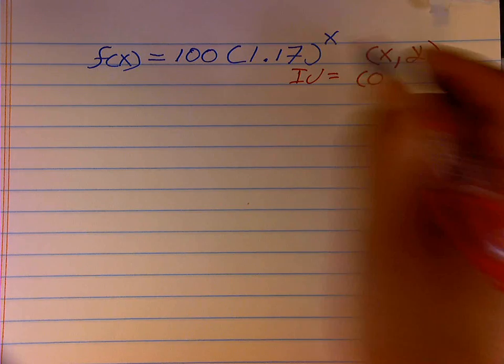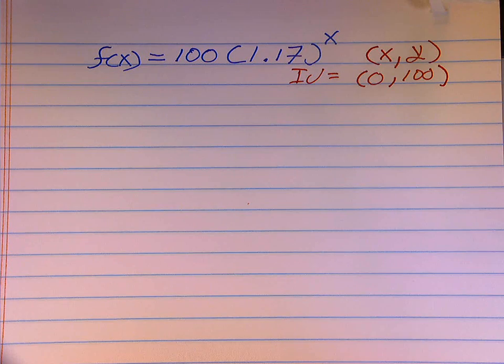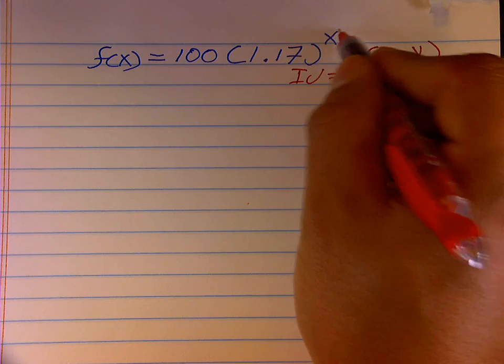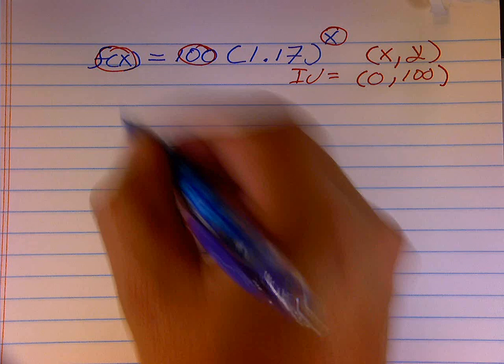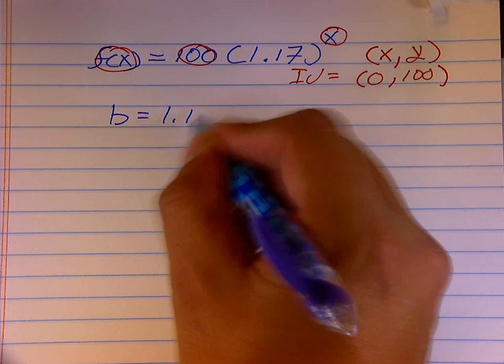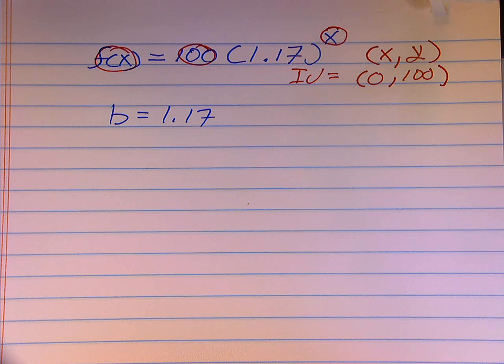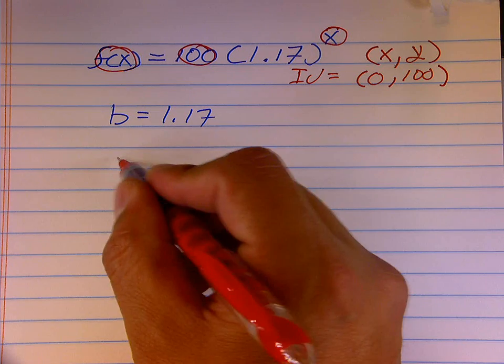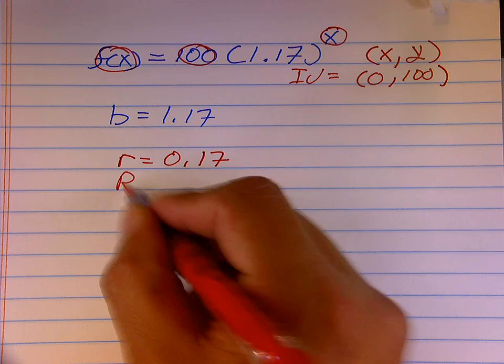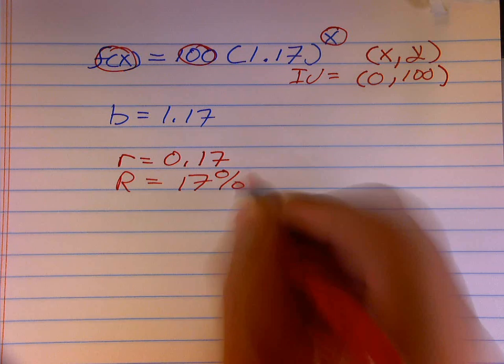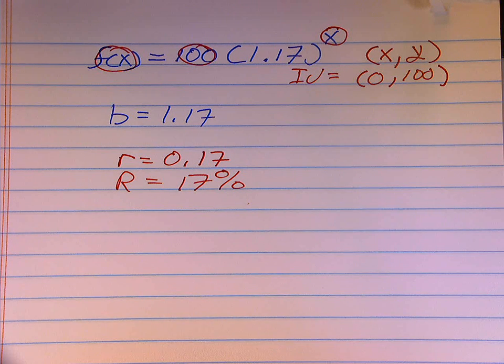Plug in 0, anything raised to the 0 is 1. The fourth number is called our factor. So I've got 4 components: input, output, initial value, my factor is 1.17. This is a growth function because my factor is bigger than 1. How much bigger is my factor than 1? Either 0.17 bigger than 1, or it is 17% bigger than 1. We can express it in either way.